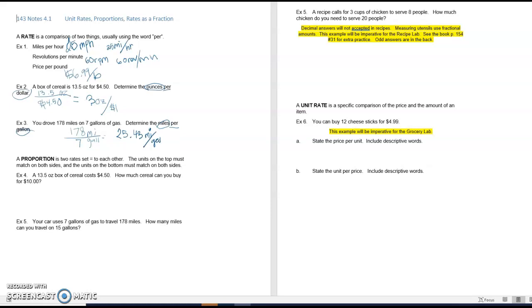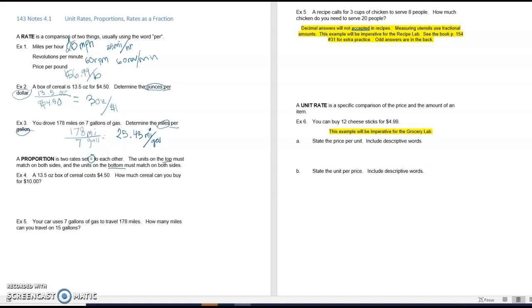All right, so that's rates. That's going to be very important in your grocery lab this week. Let's look at proportions. A proportion is when you set two rates equal to each other. So you're just doing what we did previously, but you've got an equal sign in between two rates. The units on the top must match on both sides, and the units on the bottom must match on both sides. We'll talk about that more as we set up our problem.